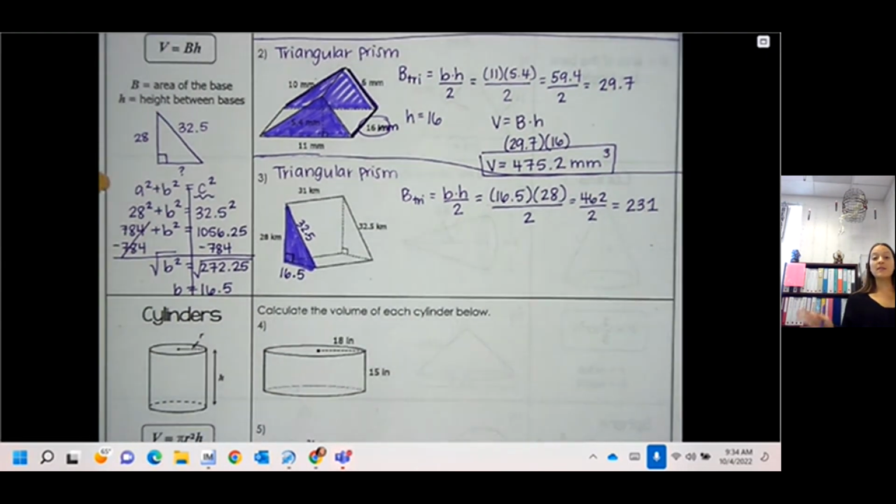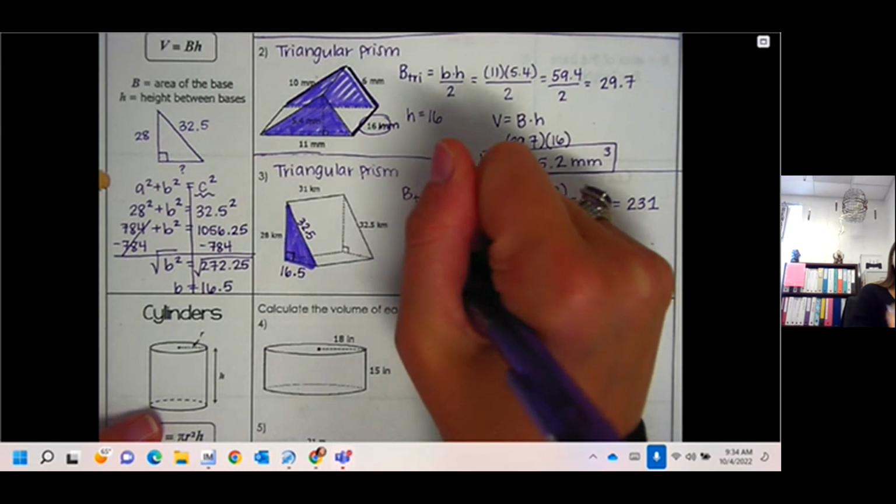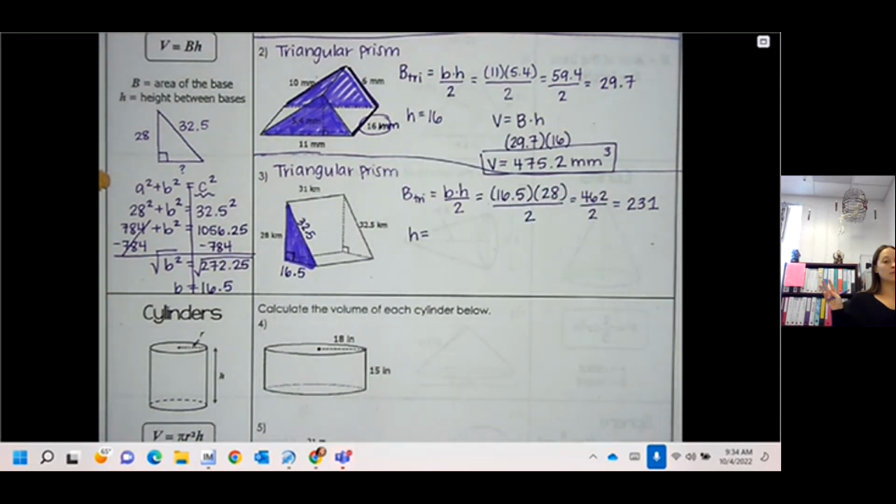And then I still need, last is the height between the bases. What is the height between the bases? 31. So remember, height is, I heard some people say it right, height is the one that connects the two triangles together. It's 31 is the height.